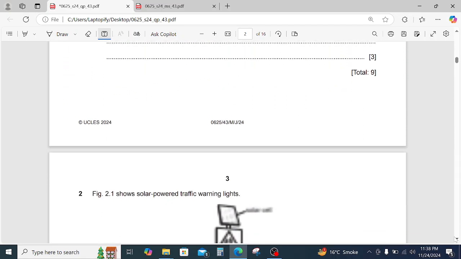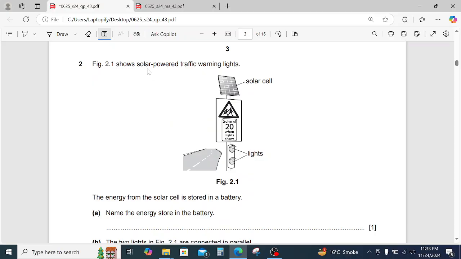Now the second question is, figure 2.1 shows solar power traffic warning lights. This is your total setup. The energy from the solar cell is stored in the battery. Yeah, this is your solar cell. I think in this signal there is also a battery attached, okay. So when light falls on the solar cell, then the solar cell converts light energy into electrical energy. As a result, the light signal starts to glow here, okay.